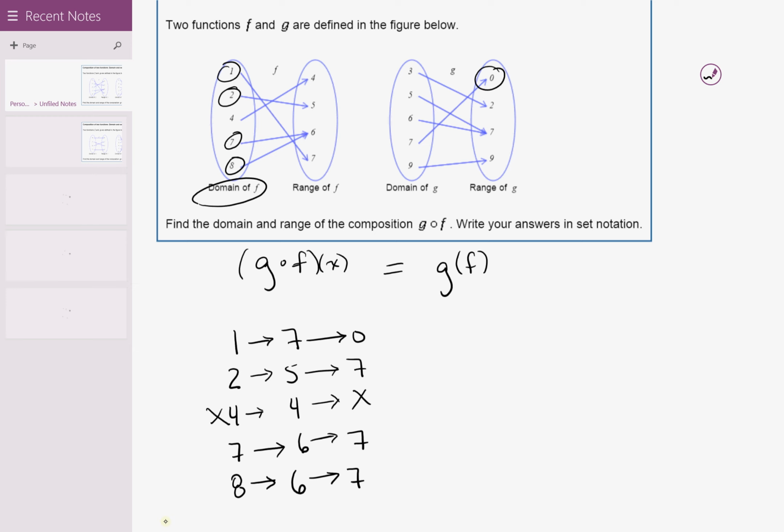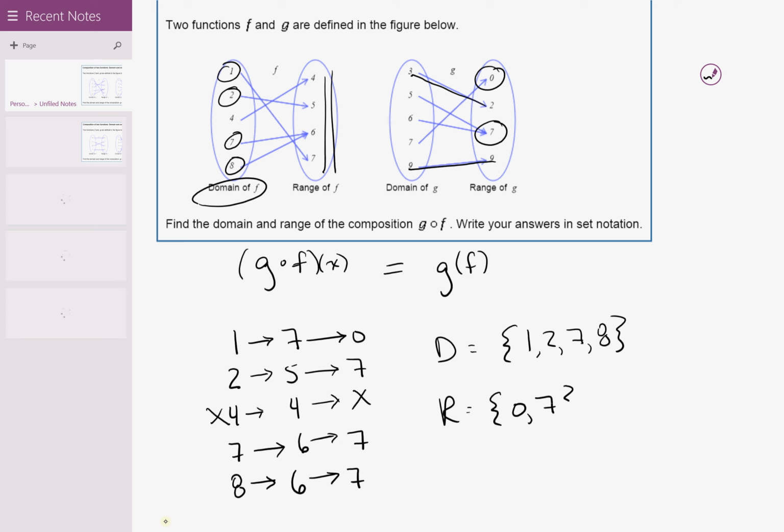Now here I have 0 and 7, and I lost the 2. 2 came from 3, and there's no 3 here. 9 came from 9, there's no 9 here. So that's all good. So my domain is 1, 2, 7, and 8. And my range is just 0 and 7. I'll do another one of these.